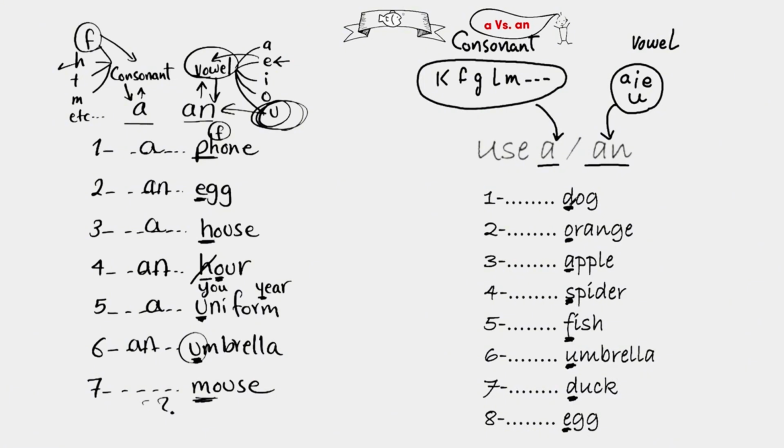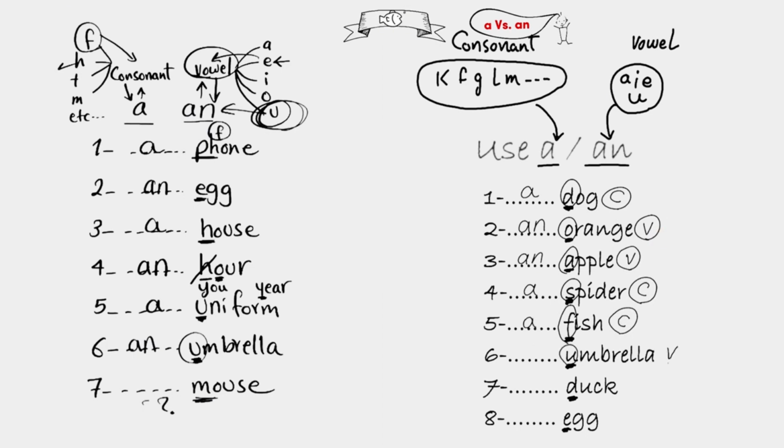Dog. The first letter is D, which is a consonant, so it takes a. So we say a dog. Orange starts with O, which is a vowel, so it takes an. Apple starts with A, which is a vowel, so it takes an. Spider. The S is a consonant, so it takes a. Fish, F is a consonant, so it takes a.